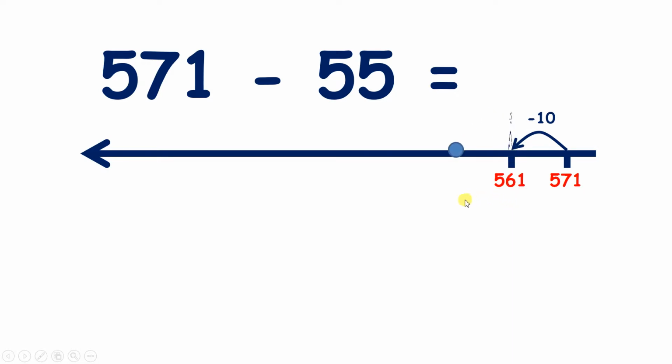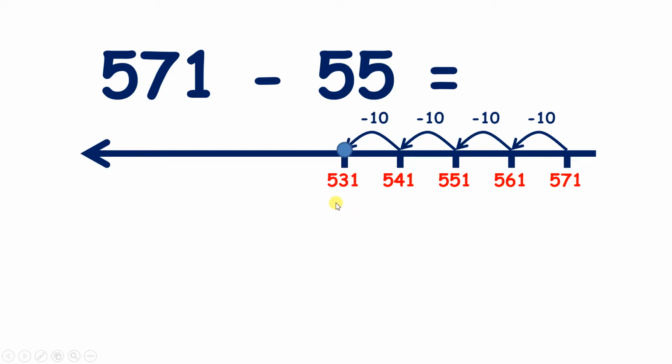561, 551, 541, 531, 521. So we've taken away 5 tens, we've taken away 50, and we're on 521. Now we just need to subtract 5 units.